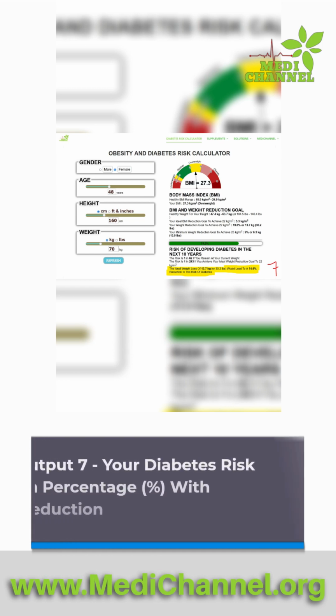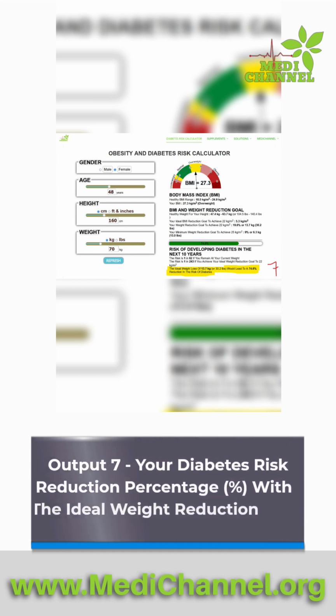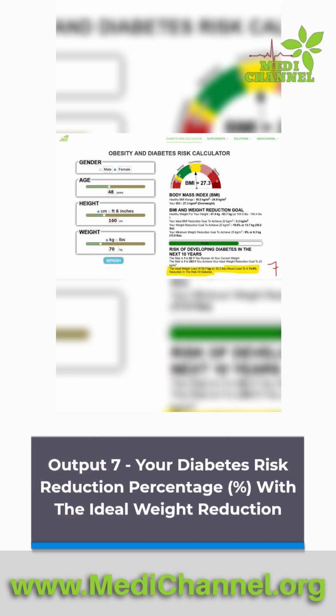Output 7. Your diabetes risk reduction percentage with the ideal weight reduction. Here, you will learn how much your diabetes risk decreases by reaching your ideal weight. In this example, the ideal weight loss of 13.7 kilograms, or 30.2 pounds, would lead to a 74.6% reduction in the risk of diabetes.